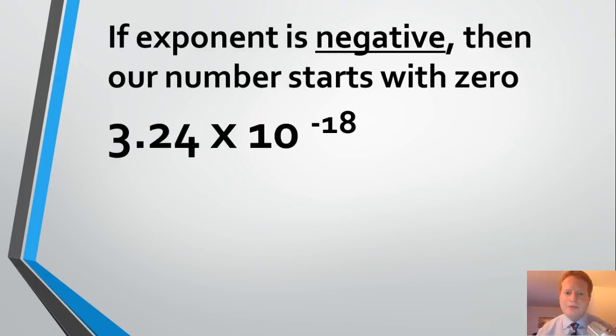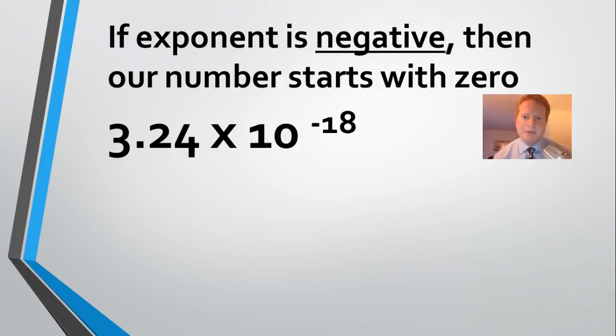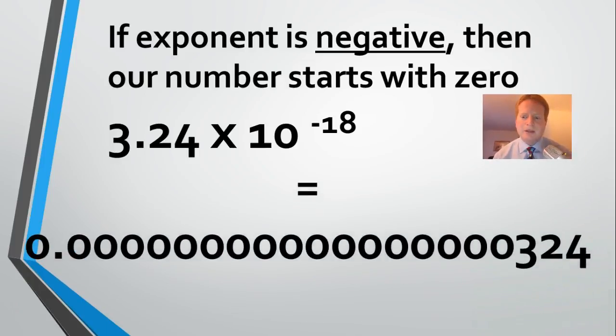So the rules for how to write this. If our exponent is negative, so let's say we're trying to convert this scientific notation number to standard form, then that means our number is going to start with 0. It means our number is going to be very small, in fact, if the exponent is negative. And here we go, here's our number that's starting with 0. It's a very small number, right? It's because it's a negative exponent.